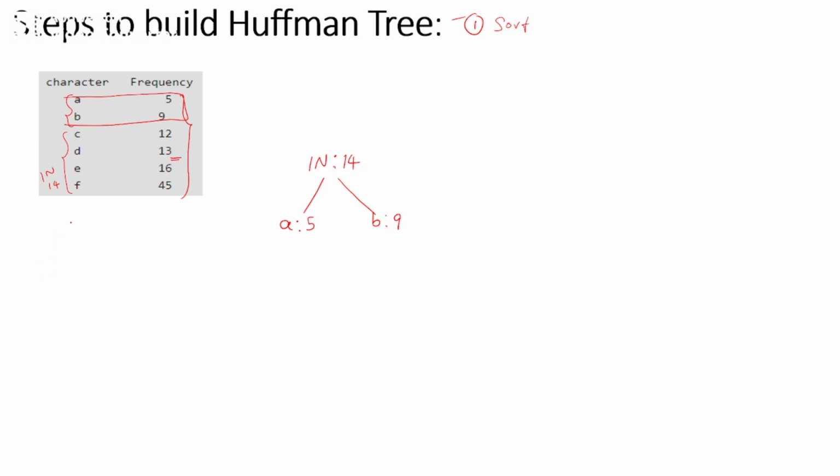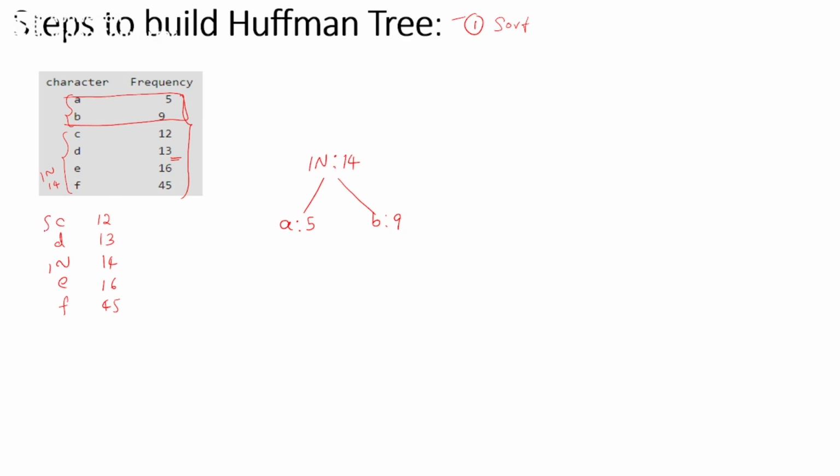So I will write initially C with the frequency 12 and D with the frequency 13, then comes the inner node with the frequency 14, then comes E with the frequency 16, then comes F with the frequency 45. Okay, so now this is your new table. Now this is the first step. After the first step you are going to get this table.